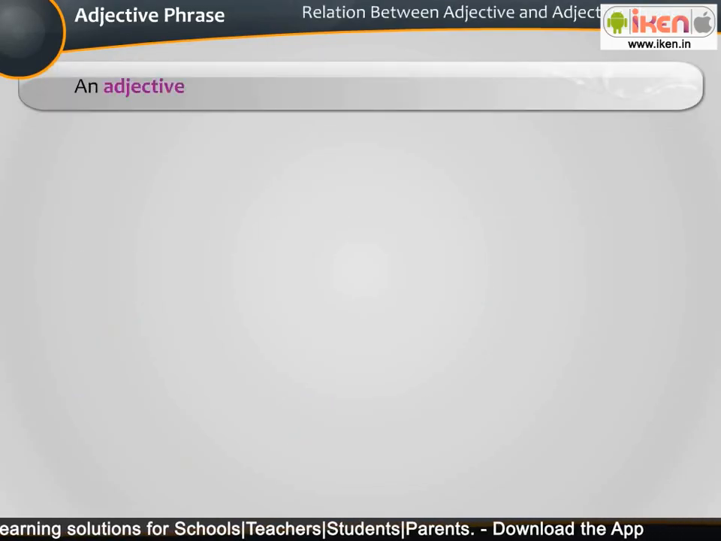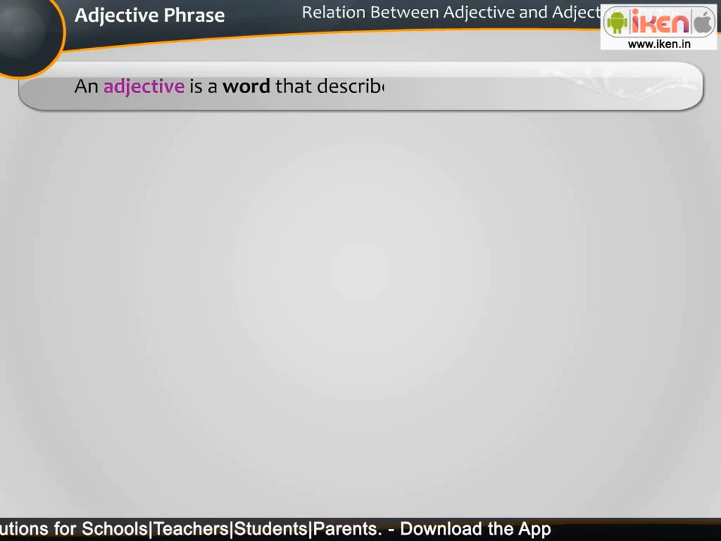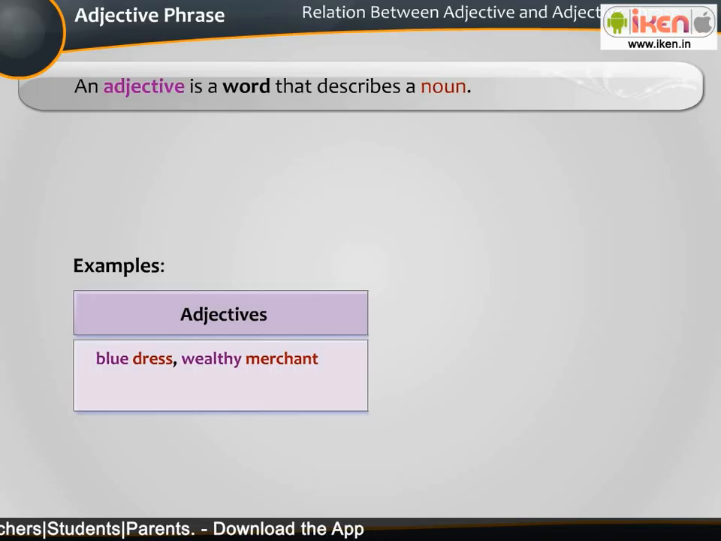An adjective is a word that describes a noun. For example, blue dress and wealthy merchant. Here the adjectives blue and wealthy describe the nouns dress and merchant respectively.